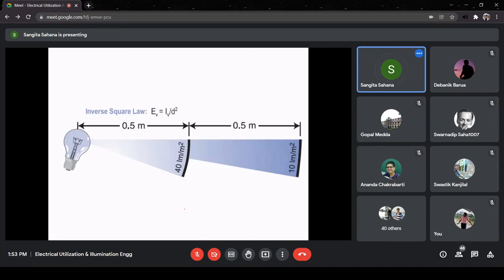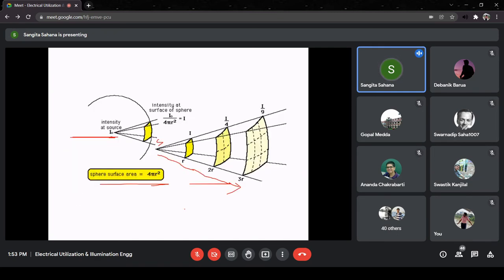Okay. So not for this law, but elsewhere, in any figure anywhere, you will see all the sources are given as a point source. Okay. But in actual cases, these are not point, all are extended sources, right? But for approximation, we are considering them as a point source.